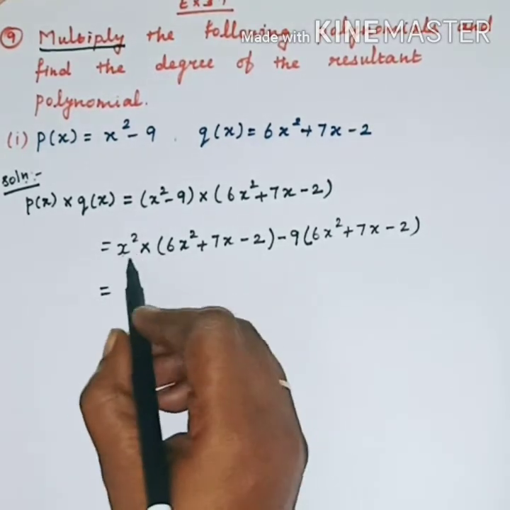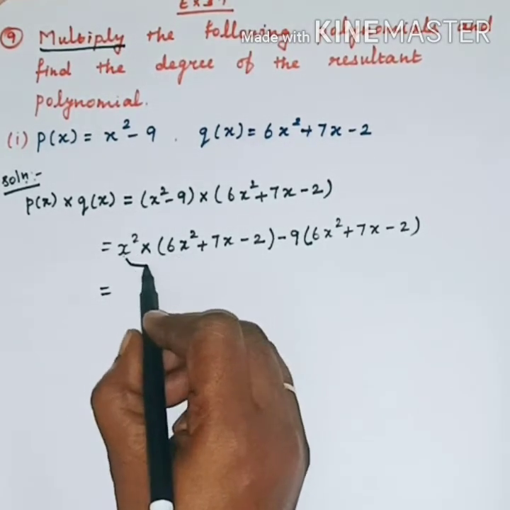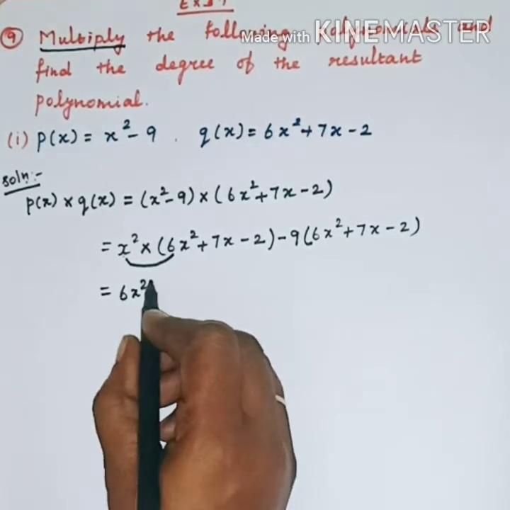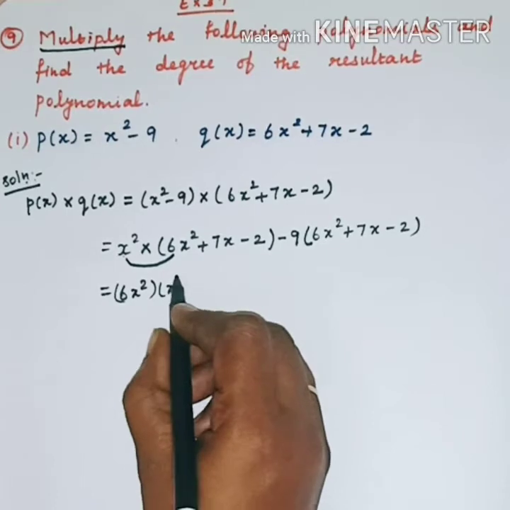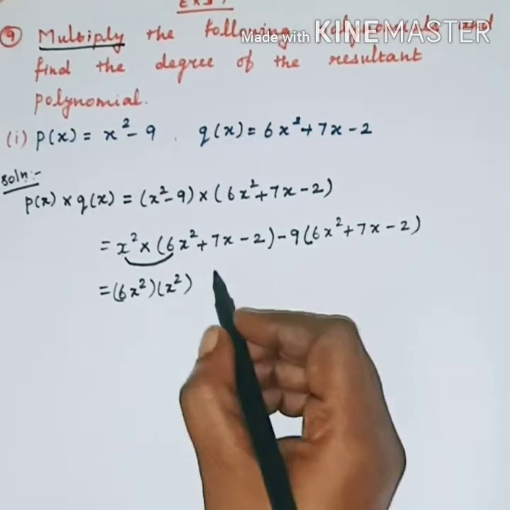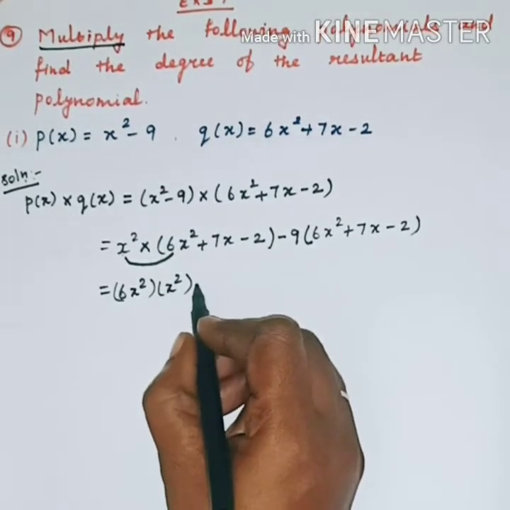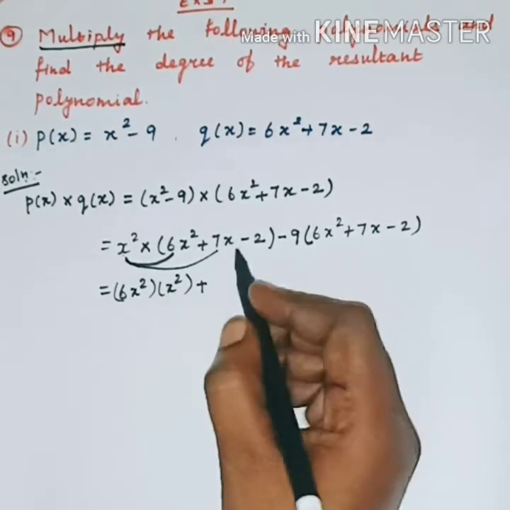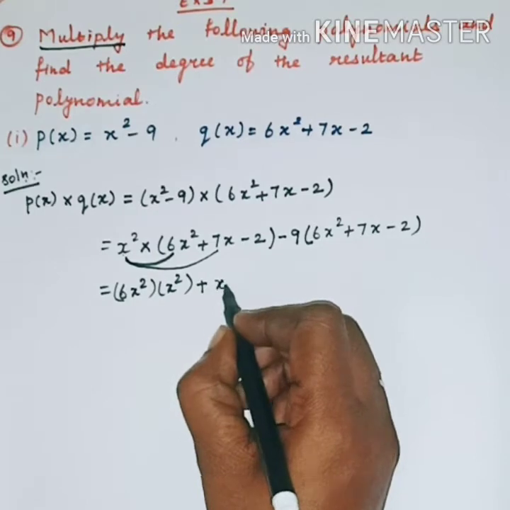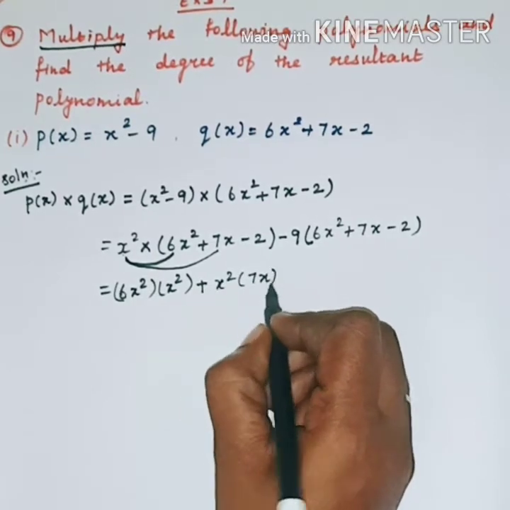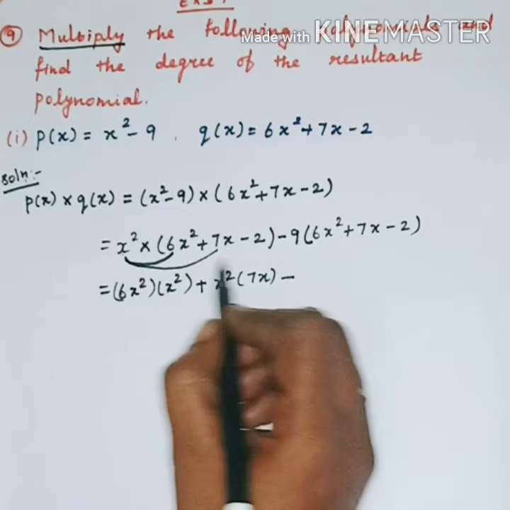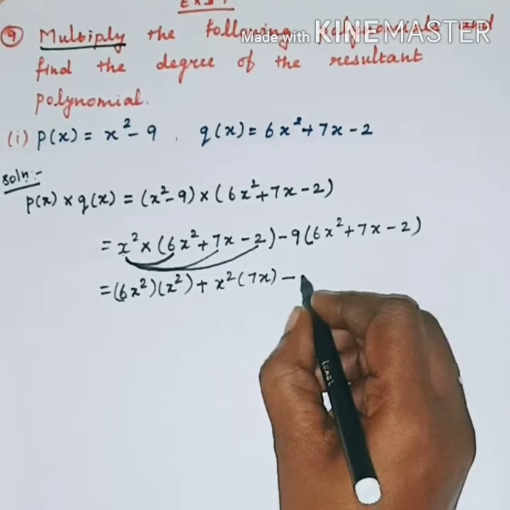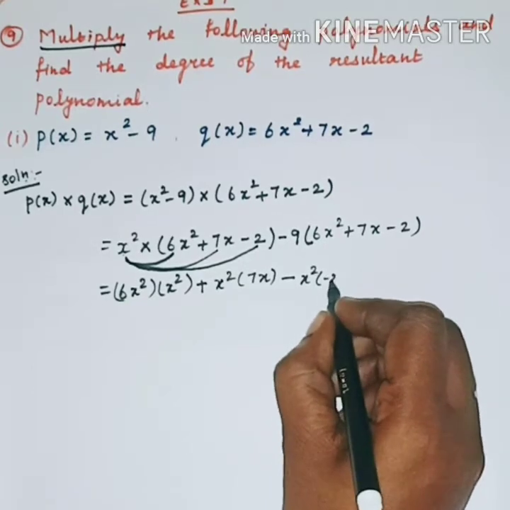So now multiplying these two terms together, x square into 6x square, and then put plus symbol here, and then first term with second term. That means x square into 7x, minus, we have first term with the third term, x square into minus 2.